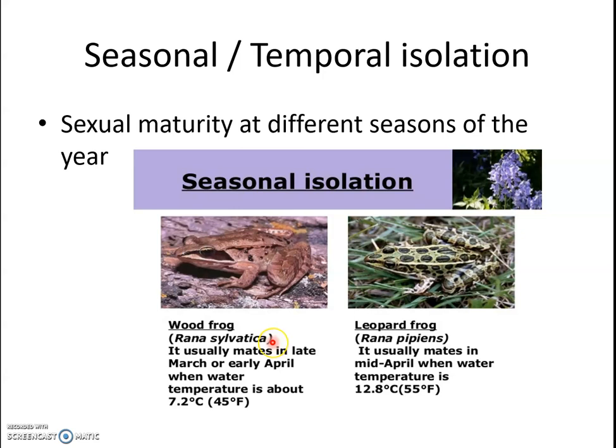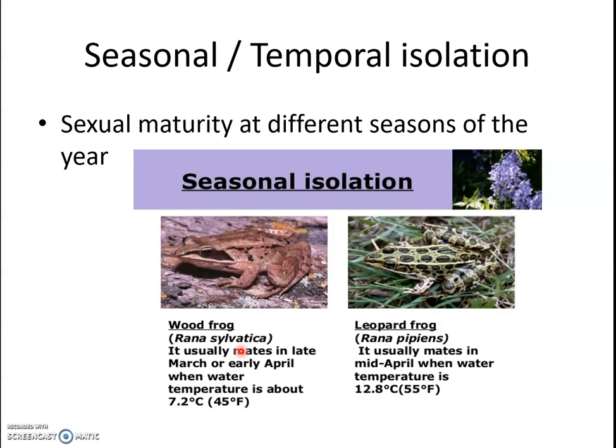So Rana sylvatica will begin the breeding before others. Usually the breeding season is the late March or early April. So it all depends upon the temperature of the water. So that is the case of Rana sylvatica.